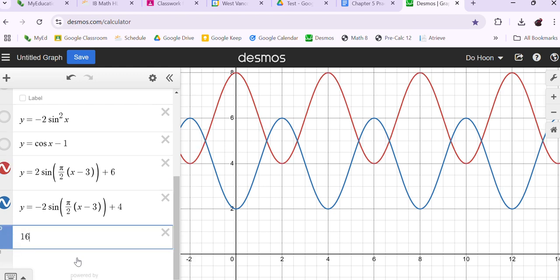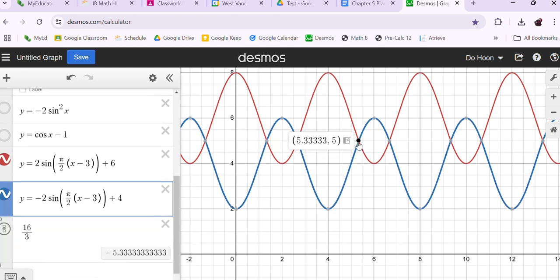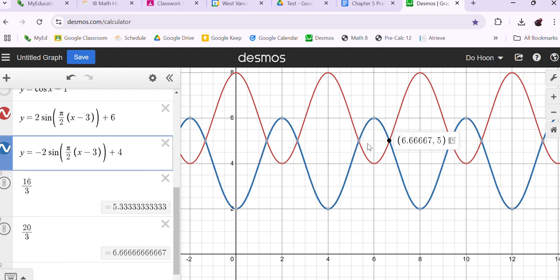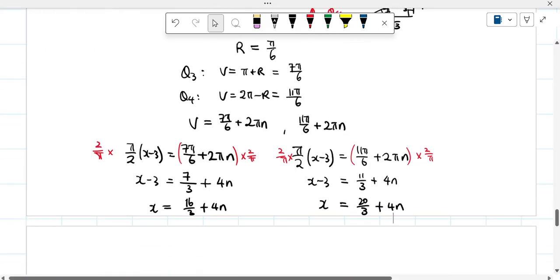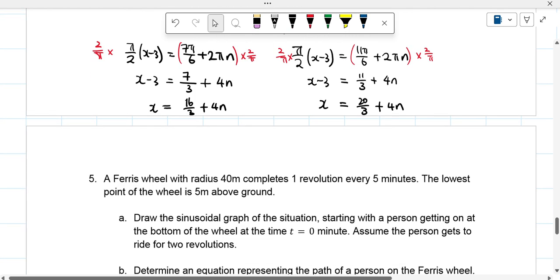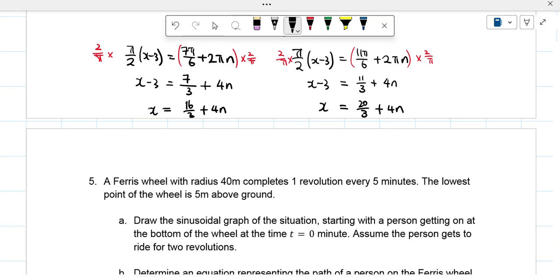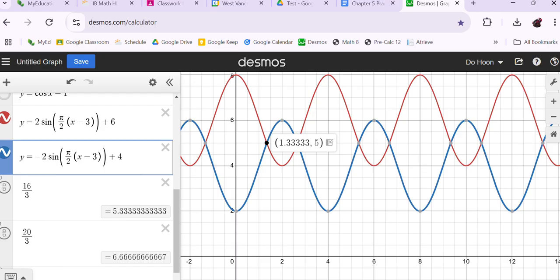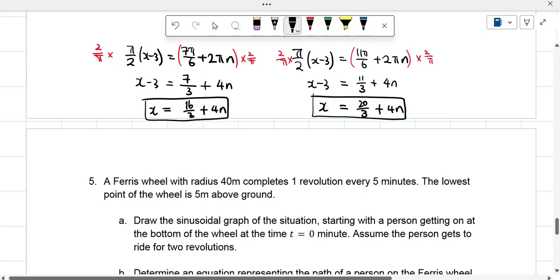Is that part of the answer? Well, 16 over 3 is 5.3 repeating, so definitely yes. And then we also know that 20 over 3 is 6.6 repeating, which we have here. So I think our 16 over 3 and 20 over 3 are part of the answers. I'm happy with my results. So I know for sure that my answer is correct. Notice that the starting number doesn't really matter. So I can write this number as 16 over 3 plus 4n, or I can write it as 4 over 3 plus 4n. No problem with that.